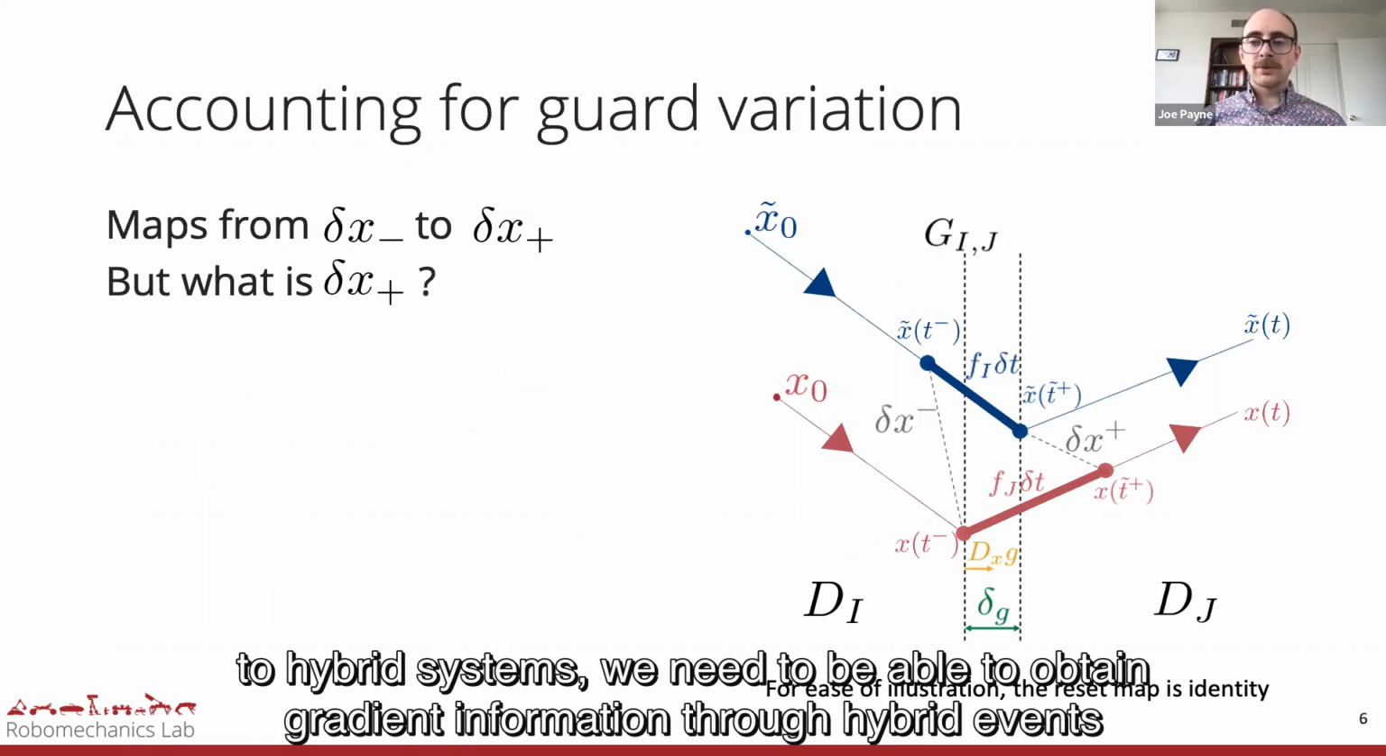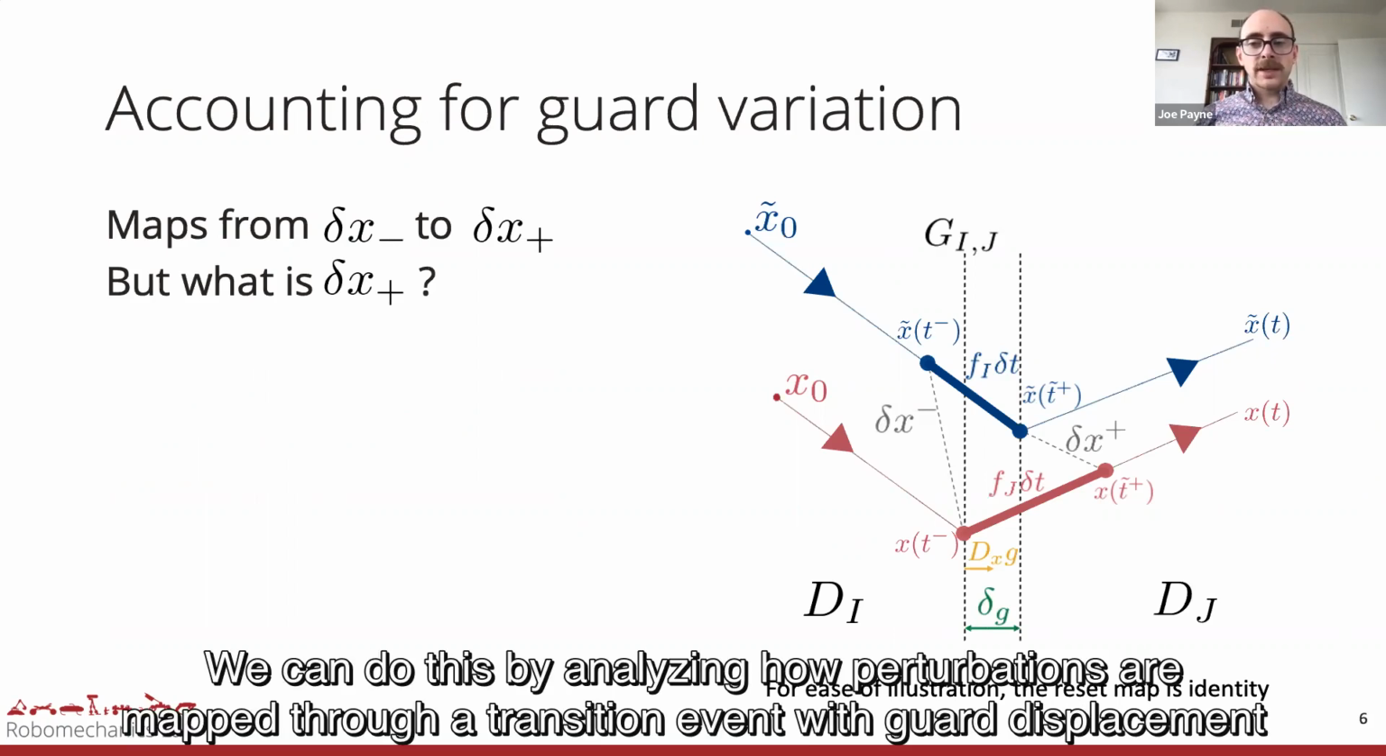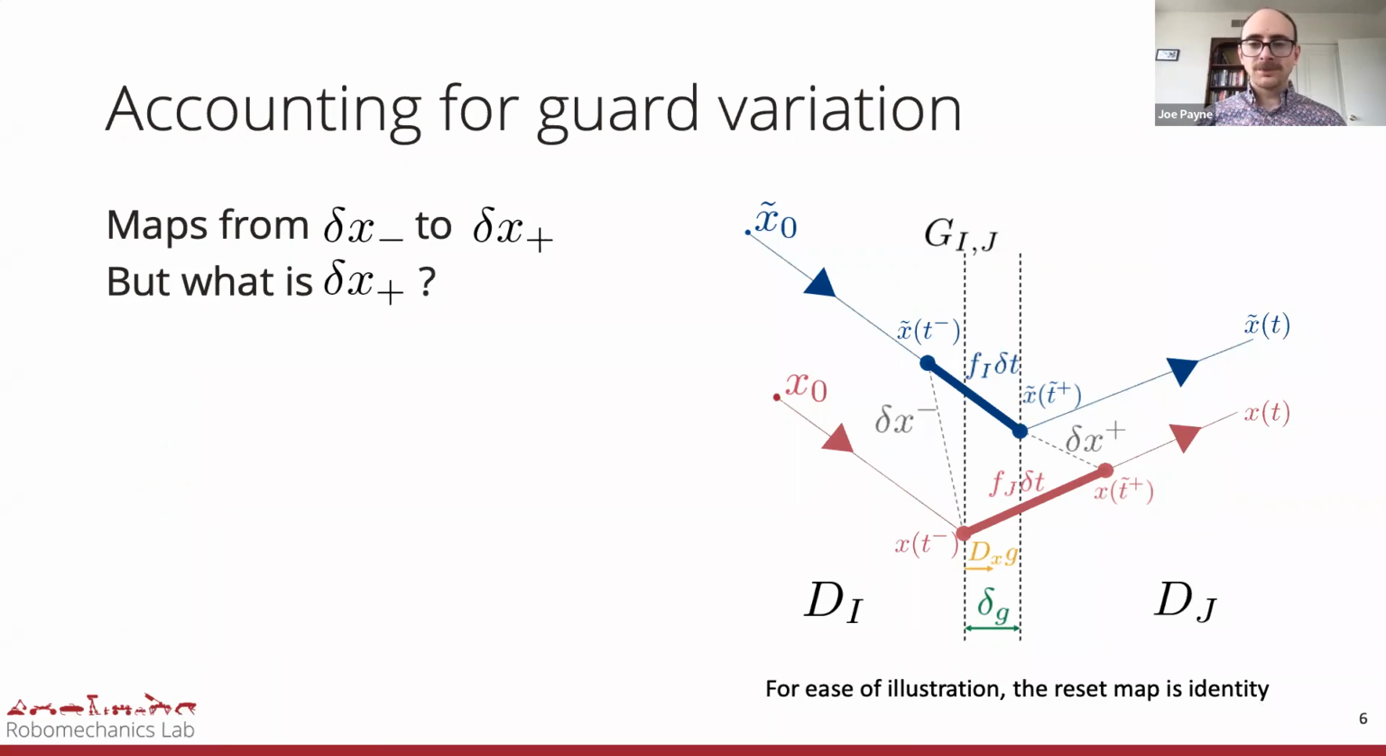To adapt these algorithms designed for smooth systems, in this case, the Kalman filter, to hybrid systems, we need to be able to obtain gradient information through hybrid events. We can do this by analyzing how perturbations are mapped through a transition event with guard displacement.